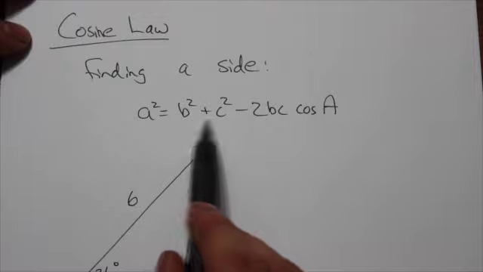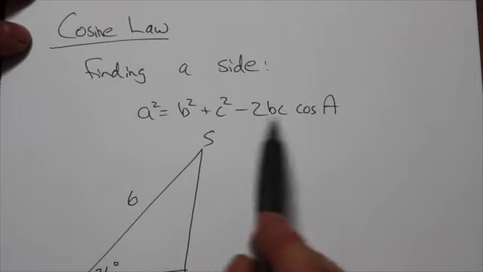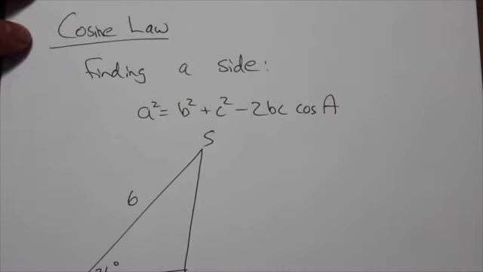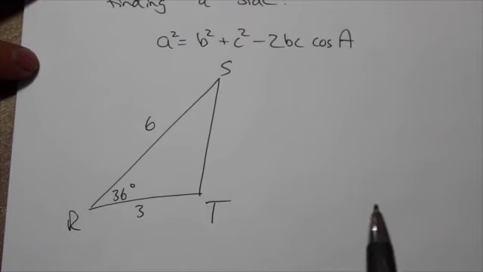So a squared equals b squared plus c squared. Now notice that that right there is the Pythagorean theorem. And then we've got a little adjustment term over here. So how do you know when you're going to use the cosine law? Well, the truth is when you can see that the sine law won't work.